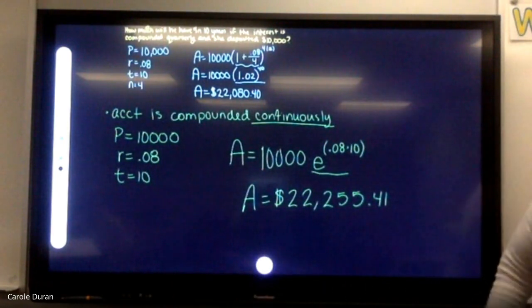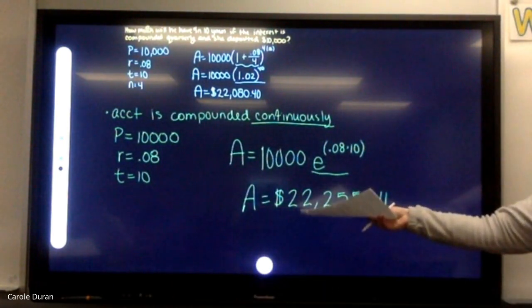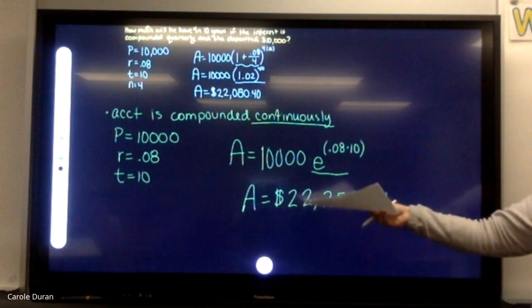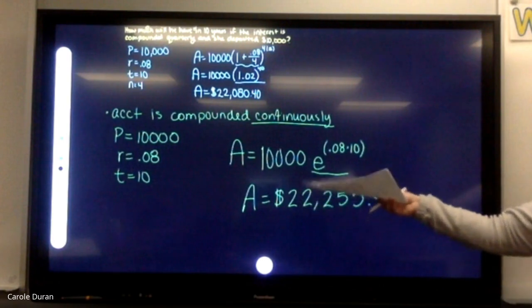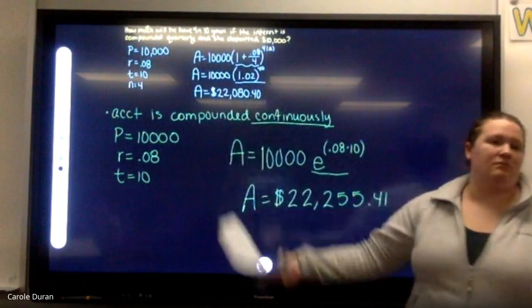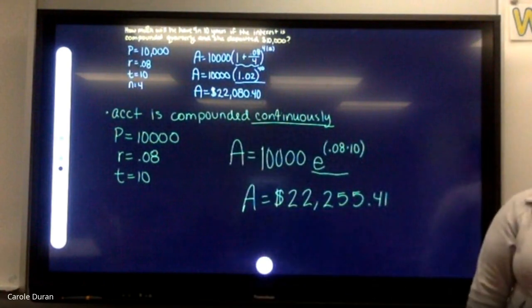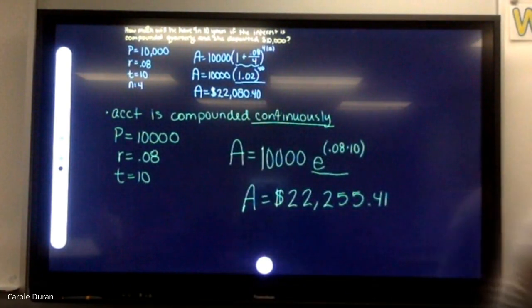The continuous came out with more money after 10 years with the same initial principal amount put in at the same interest rate, so after the same amount of time. Doing these two equations is what's going to help you decide what you want. Which one will always give you the best payback?